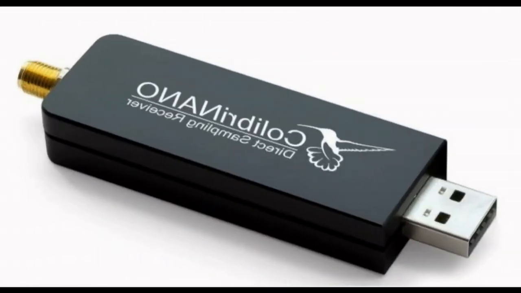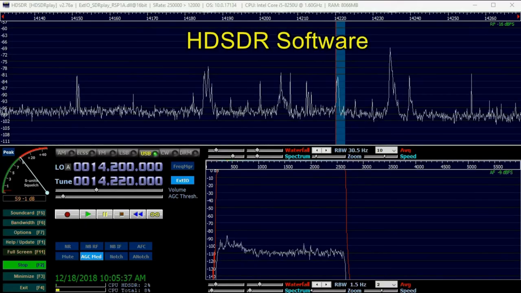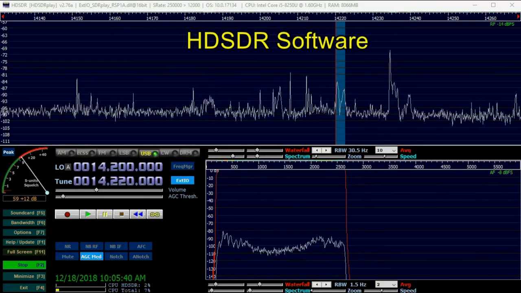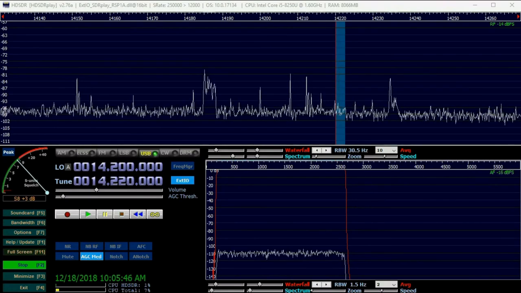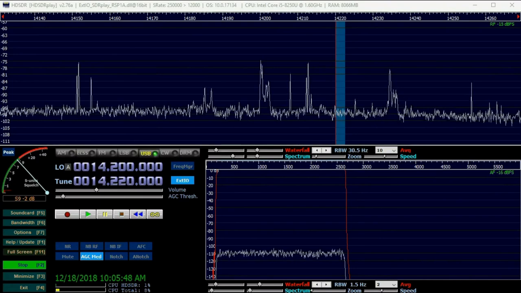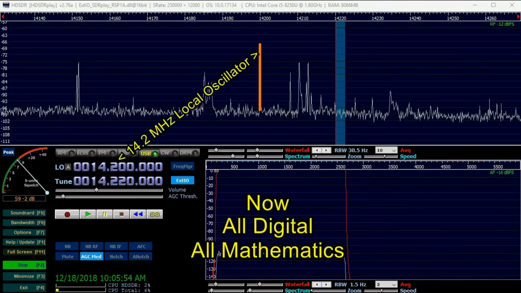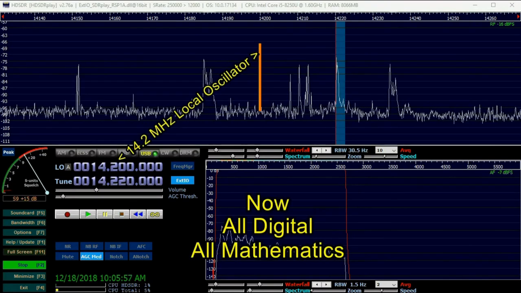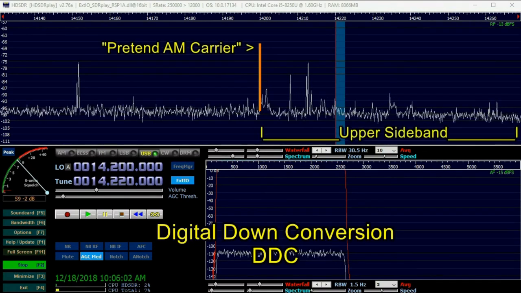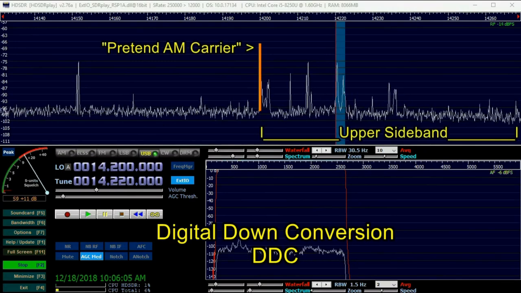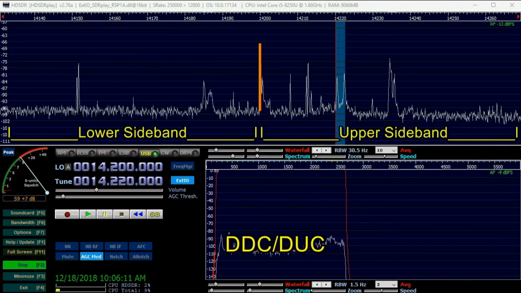So what's so different about the direct sampling receiver? In one sense, not as much as you may think. We end up doing about the same thing as the direct conversion receiver, except we digitize the RF coming right off the antenna. The down conversion is not accomplished with a variable frequency oscillator like the 14.2 megahertz in my previous example. It now is all mathematics. For that reason, it's sometimes called digital down conversion, or DDC. In a transceiver, the transmitted signal may use digital up conversion, or DUC, and the whole process labeled DDC-DUC.